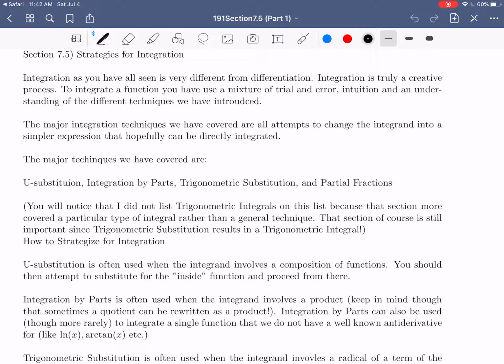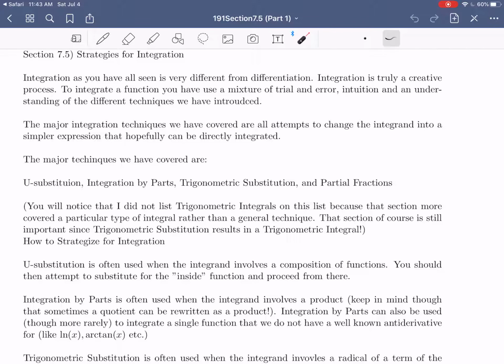For integration, that's definitely not the case. There are functions that do not have easy closed form integrals, meaning that when we try to take their antiderivative, we can't come up with a simple function that is actually their antiderivative. There are simple functions that require advanced techniques to integrate. We saw that we had to get all the way into integration by parts before we were ready to integrate something as simple as ln x. So integration is really a creative process.